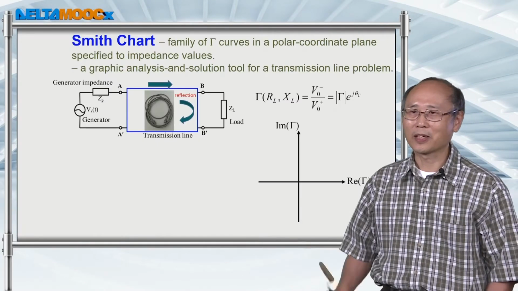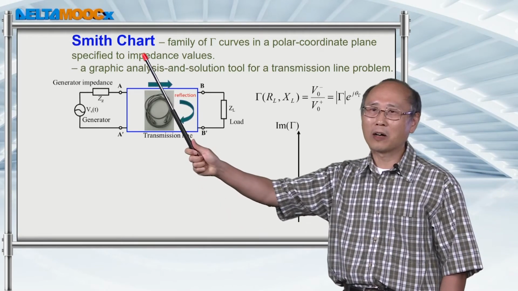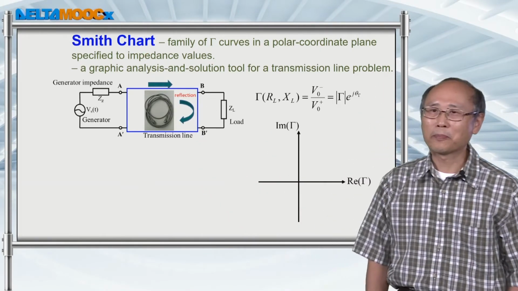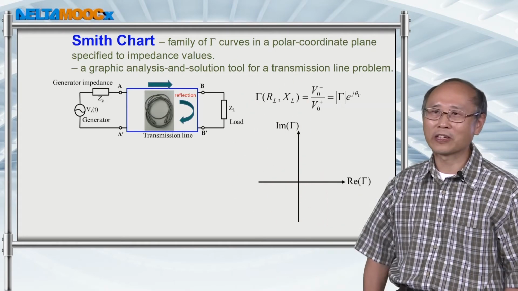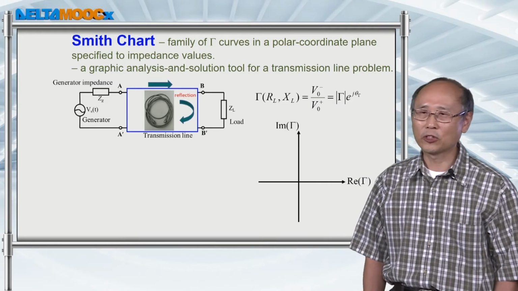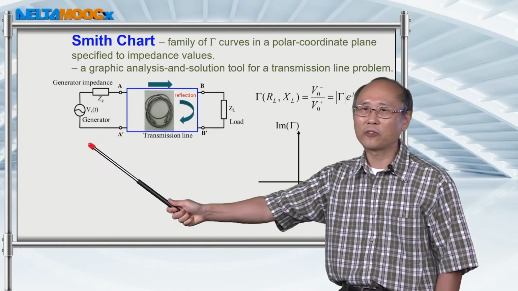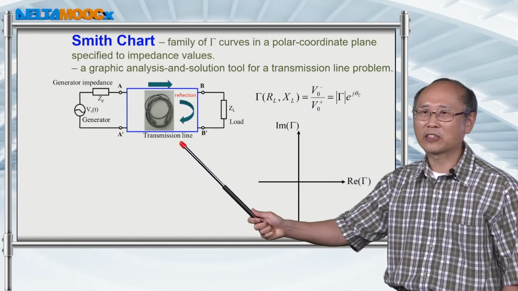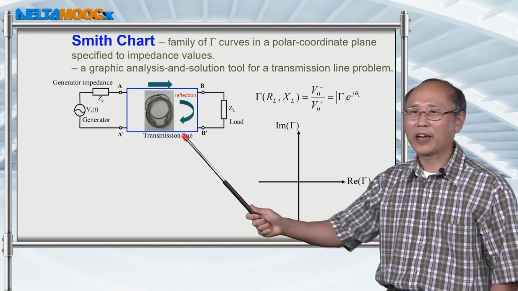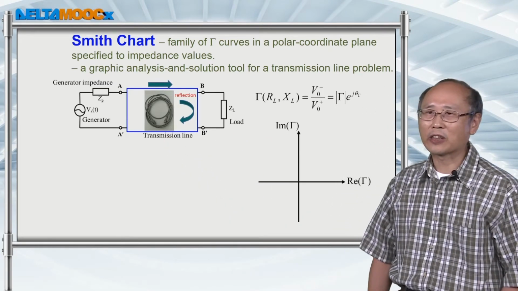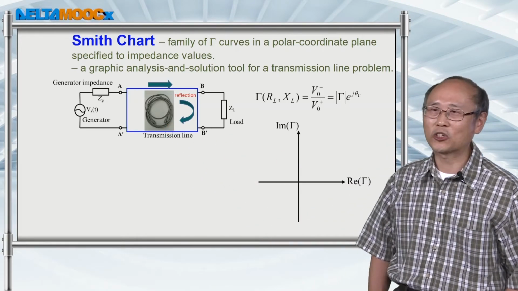So the basic concept is as follows. This lecture is all about the Smith chart. Basically, it's a family of gamma curves in the polar coordinate system. If you still remember this transmission line circuit, we start from a generator, and then there's a transmission line, and finally we have a load for your application. On this line, in general, there's a reflection signal if you don't have impedance matching.